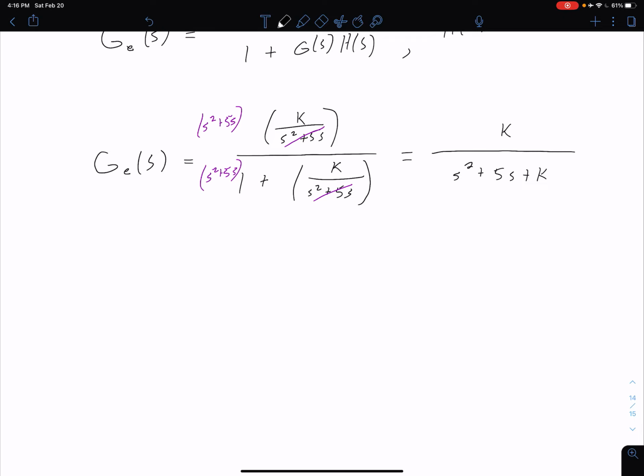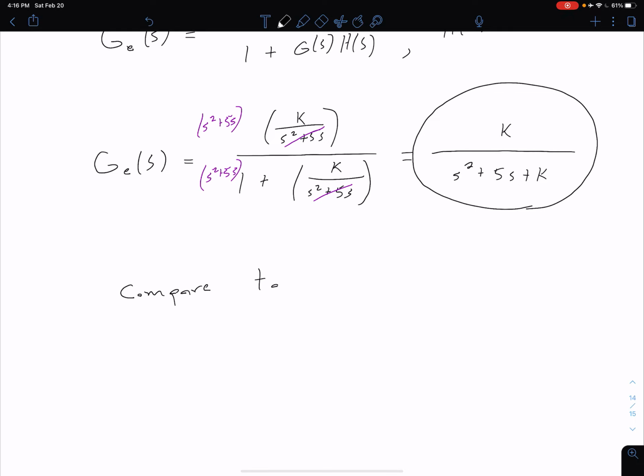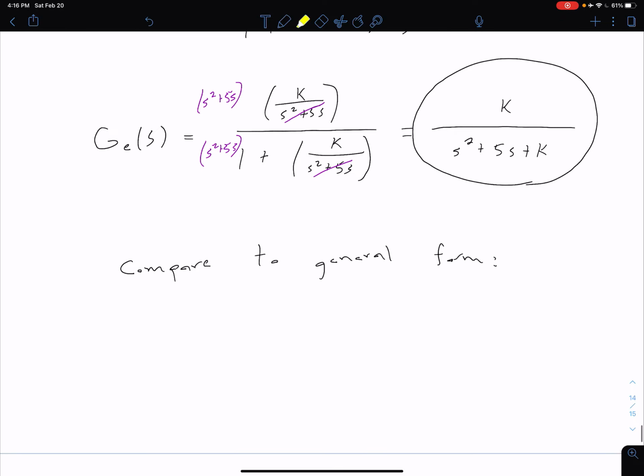So what we want to do is we want to compare this then to our general form, which we talked about in our time response unit. So compare to our general form. And doing so, what we're going to focus on is this term here and our constant term. And the reason we want to do that is because we know that our 2 zeta omega n is equal to 5, so that middle term. And we also know that our omega n squared is equal to k.